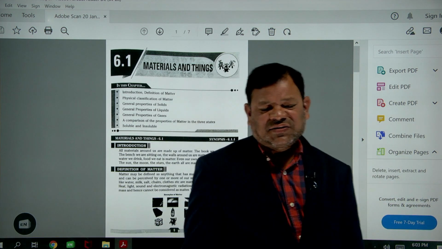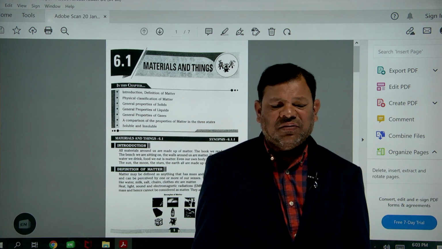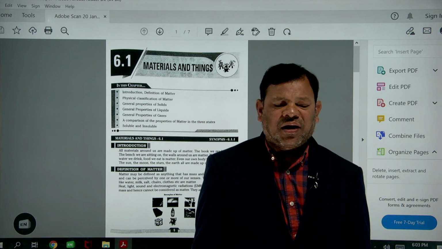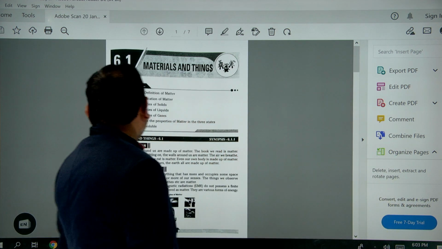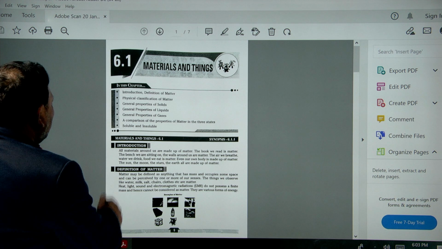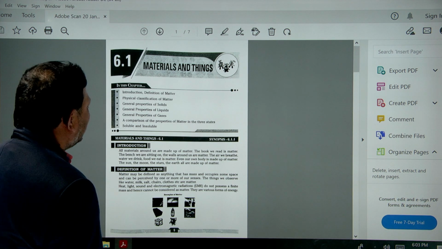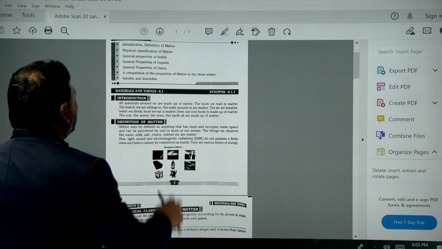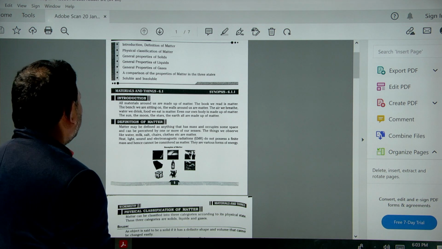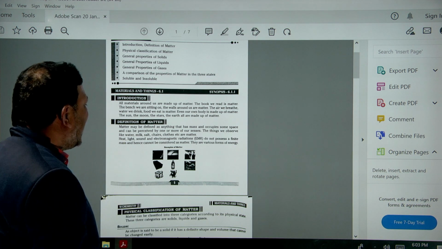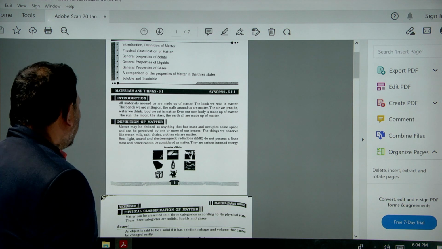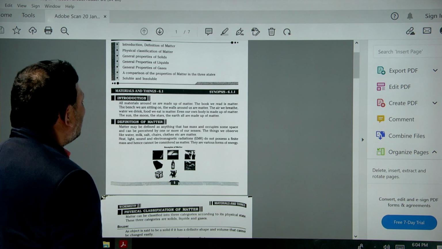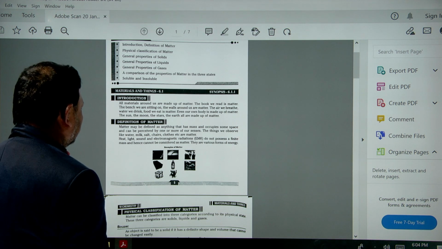We already discussed the characteristic features of solids in the previous class. Shall we go through that briefly? All the materials around us are made up of matter only. Matter may be defined as anything that has mass, occupies some space, and can be perceived by one or more of our senses.